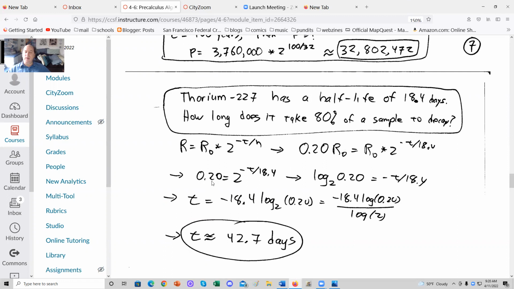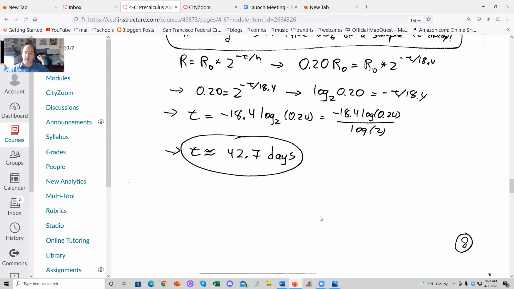So R naught cancels, 0.2 equals 2 to the negative T over 18.4. Taking log base 2 of 0.20 equals negative T over 18.4. So transposing the 18.4 to the other side, T equals negative 18.4 log base 2 of 0.20. For this, we use the change of base formula and write this log base 2 as common log over log 2. So T equals negative 18.4, common log of 0.2 over common log of 2. And a bit of calculation later, that's 42.7 days.